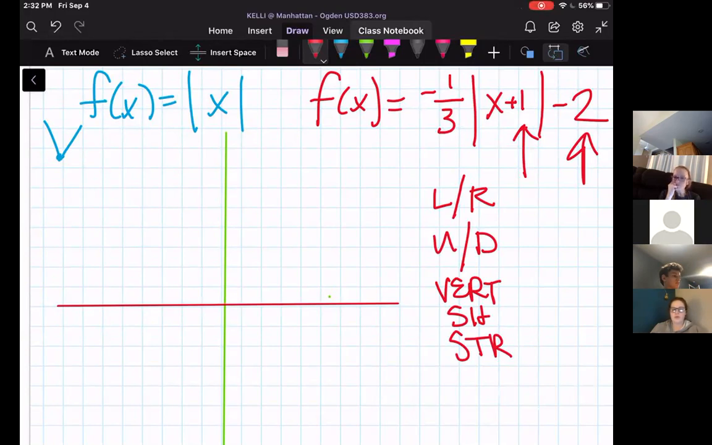Move left 1? Yeah, exactly. Since it's happening inside of our grouping symbols, you have to switch the sign, because what we're applying there actually affects it.